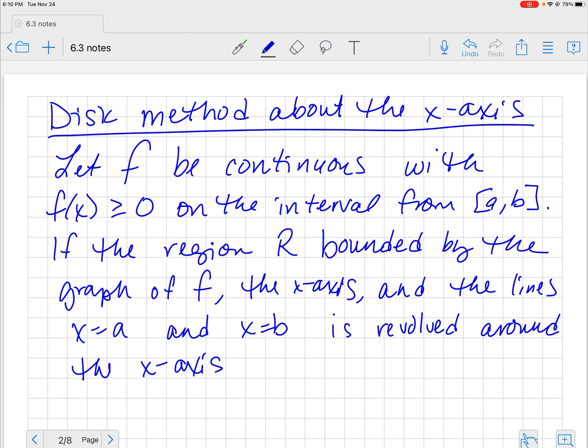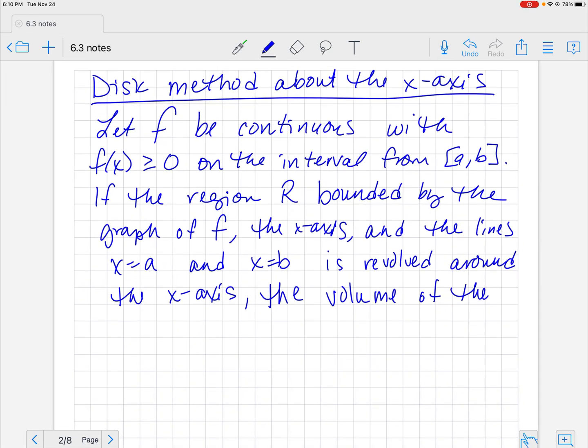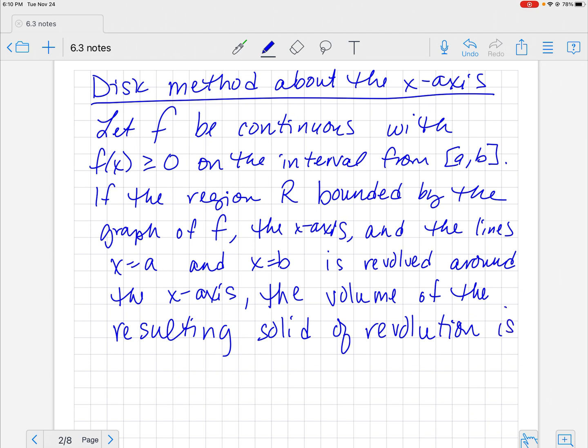Then the volume of the resulting solid is given by this. Resulting solid of revolution, right, because it's revolving around there, is given by this formula. Volume is the integral from A to B of pi f of x squared dx.